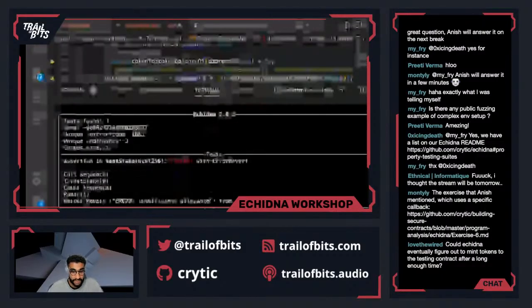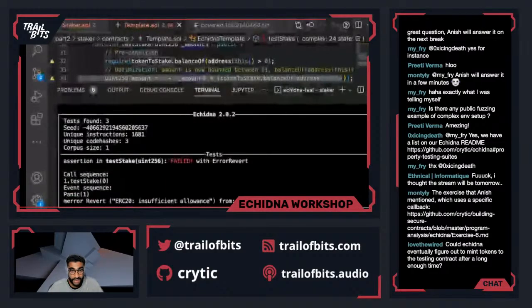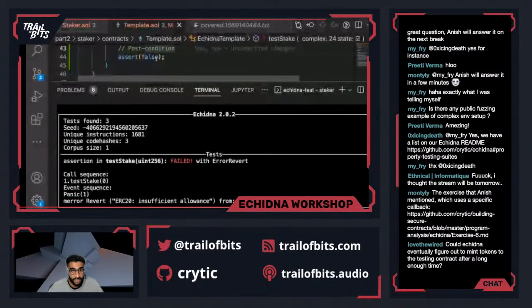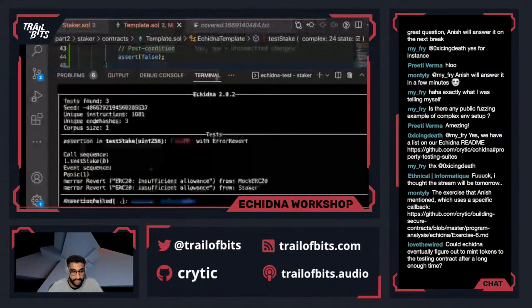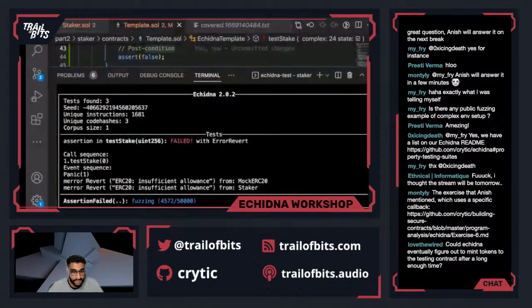Now Echidna fails. It says, Anish, like, I tried. You're telling me to assert false if it fails. I am. And now we also get an event sequence because the ERC20 contracts will emit an event if you have an insufficient allowance. I know exactly why I failed to run my properties: I didn't provide an allowance to the staker system.